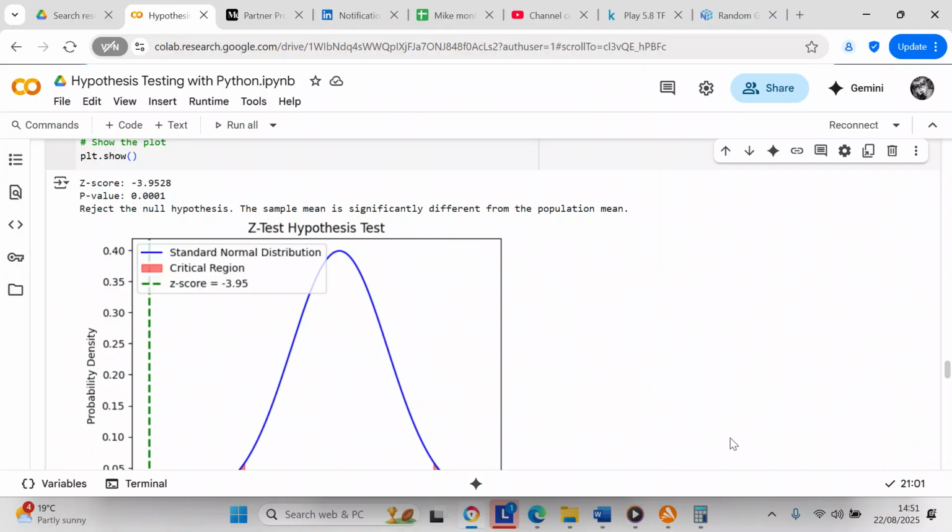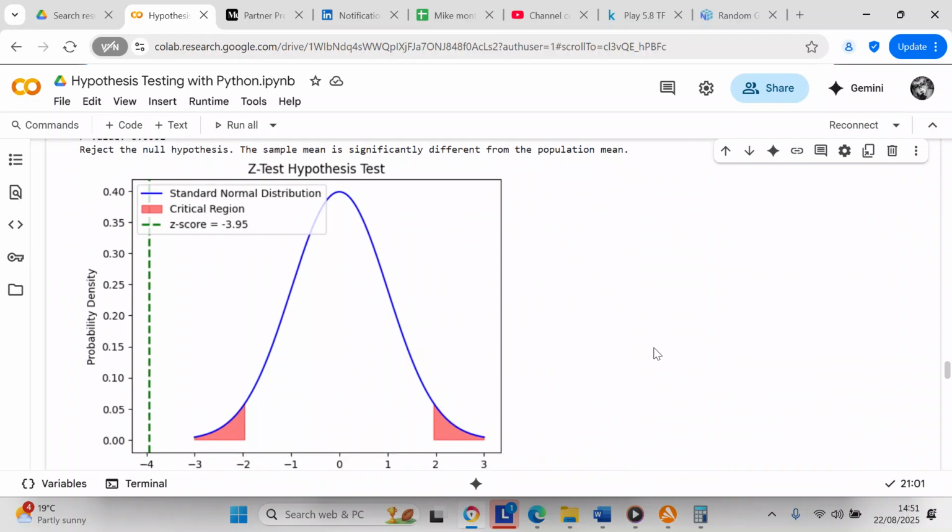The p-value is 0.0001. With a p-value of 0.0001, that is less than 0.05, so you reject the null hypothesis. The sample mean is significantly different from the population mean. You can see here we've got our standard normal distribution in blue, your critical region in red, and your z-score of -3.95, which is less than the critical region.